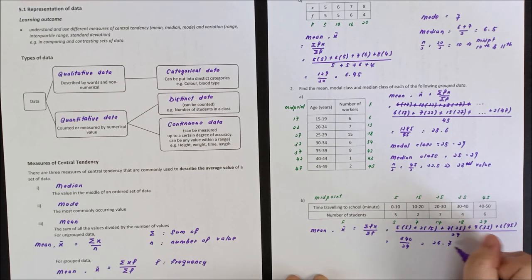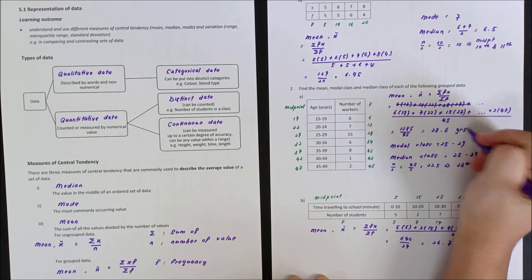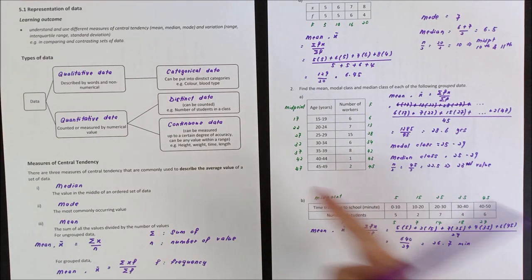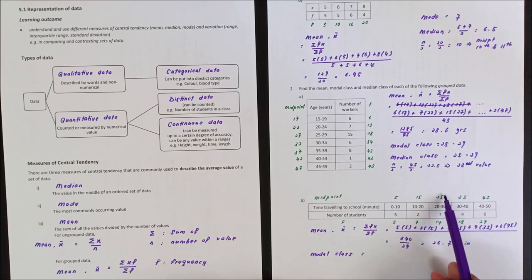So for this case, it's going to be minutes. If you want to write it down, the answer you get follows the units of your data. Okay, modal class: highest frequency, then write down the class. The highest frequency here is 7, and the class is 20 to 30. Okay, so median.